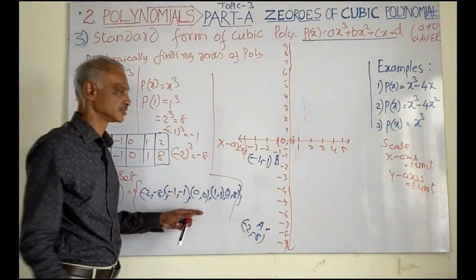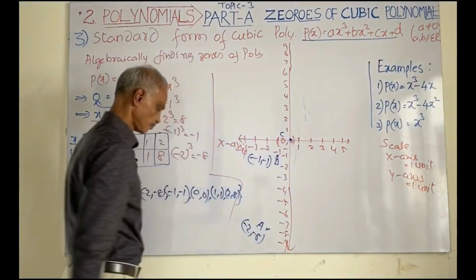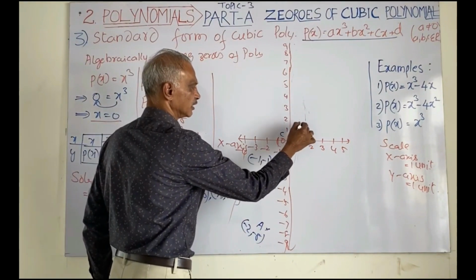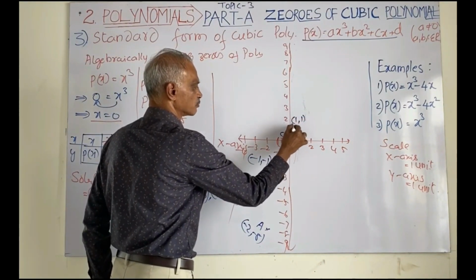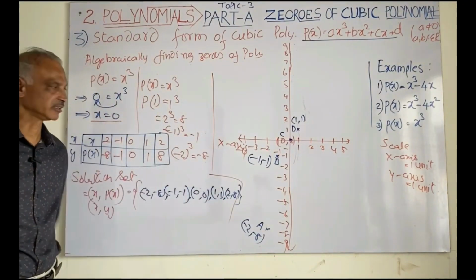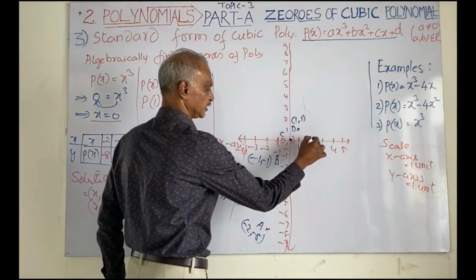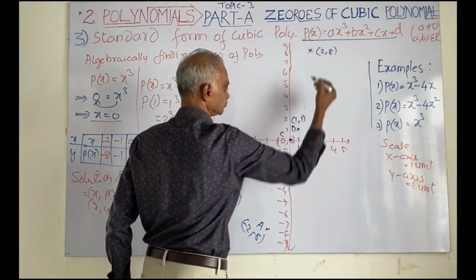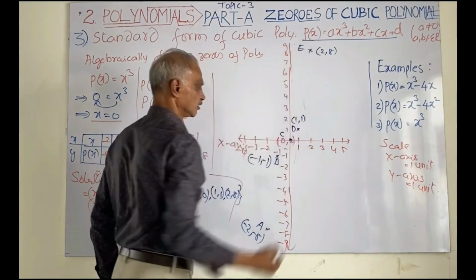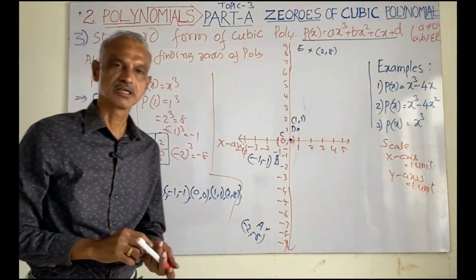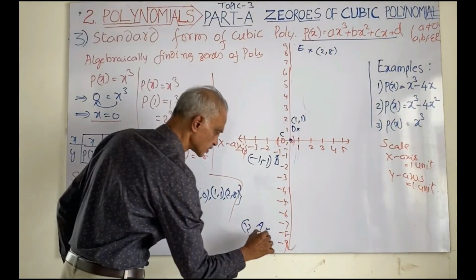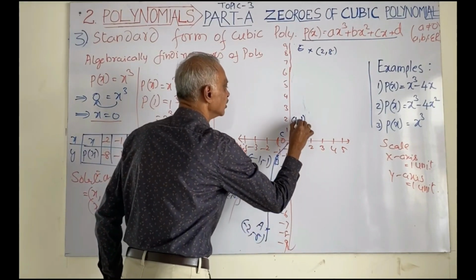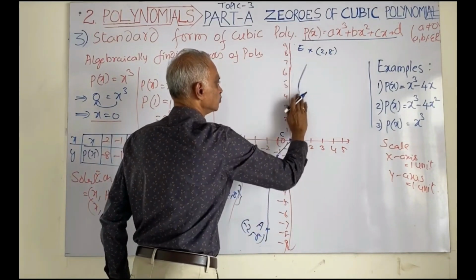Next, what is the origin? C, origin. D, 1, 1. Where is 1, 1? The x coordinate is 1, the y coordinate is 1. This is point D. 2, 8. Where is 2, 8? 2, 8 will be up here. E. With the help of these points, you draw a curve passing through these points. It is the graph of P of x is equal to x cube.